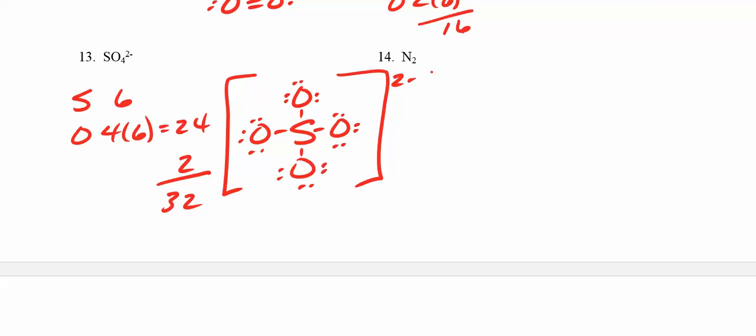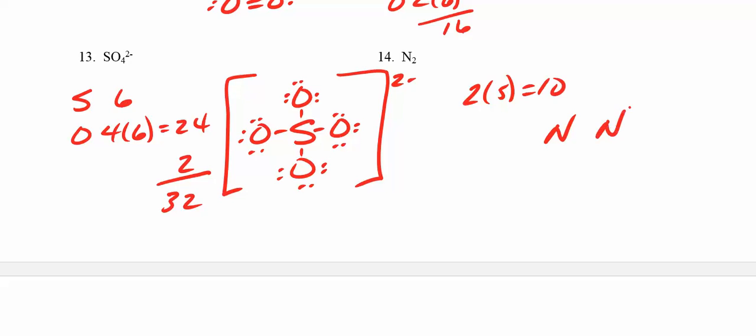Now we've got nitrogen gas, N2. Nitrogen has 5 valence electrons. There's 2 of them, so 2 times 5, obviously 10, right? But if I try a single bond, it won't work. Try a double bond, it won't work. There's not enough electrons. Remember, if you don't have enough electrons, try a double bond, and if you still don't have enough electrons, try a triple bond. That's going to work here.